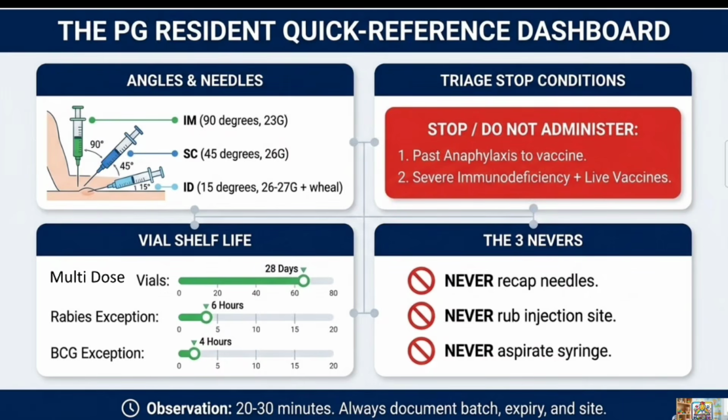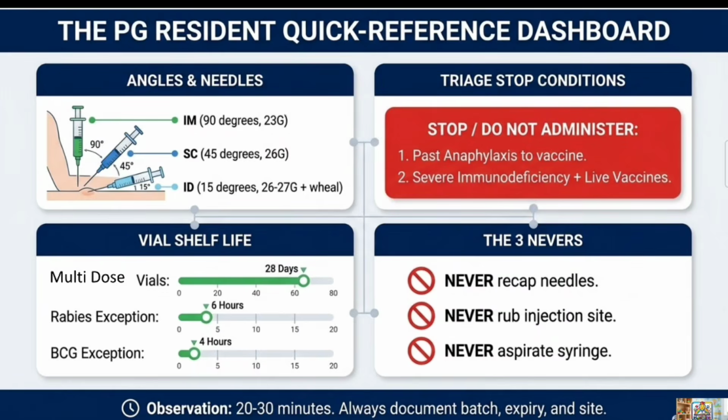Triage stop indications. If there is past anaphylaxis documentation to vaccination, never give it. In severe immunodeficiency, never give live vaccines. Vial shelf life. For multi-dose vials, once opened, it should be stored properly and used within 28 days.